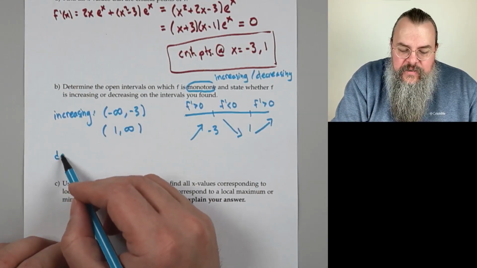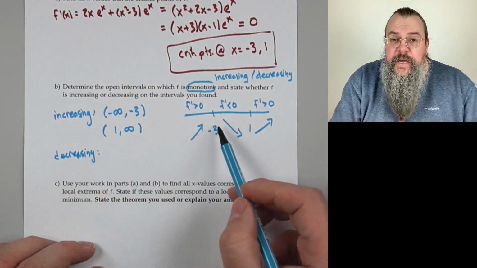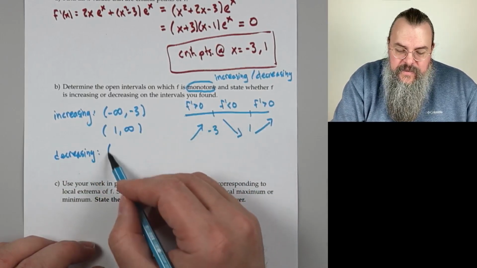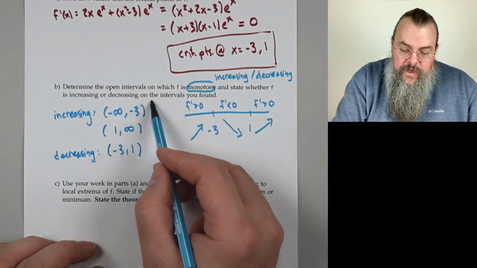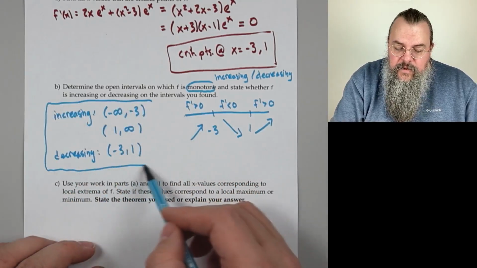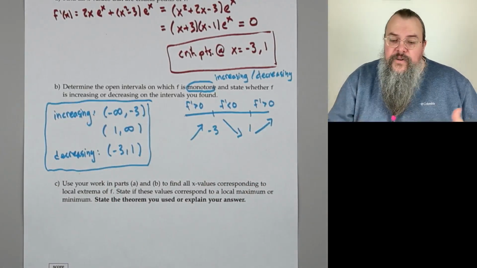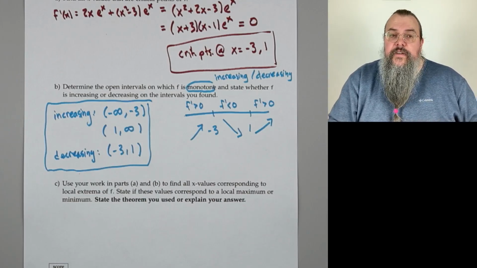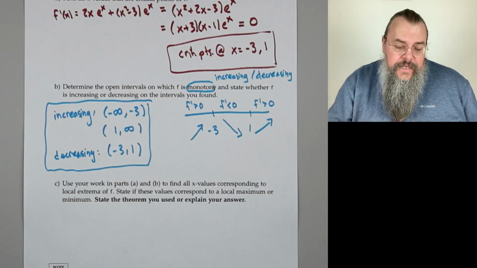And we are decreasing from where? Well, from -3 to 1. And we put a box, because we now have identified our intervals on which we're monotone and which ones are increasing and decreasing. Okay, great. Well, now we're ready for part C.